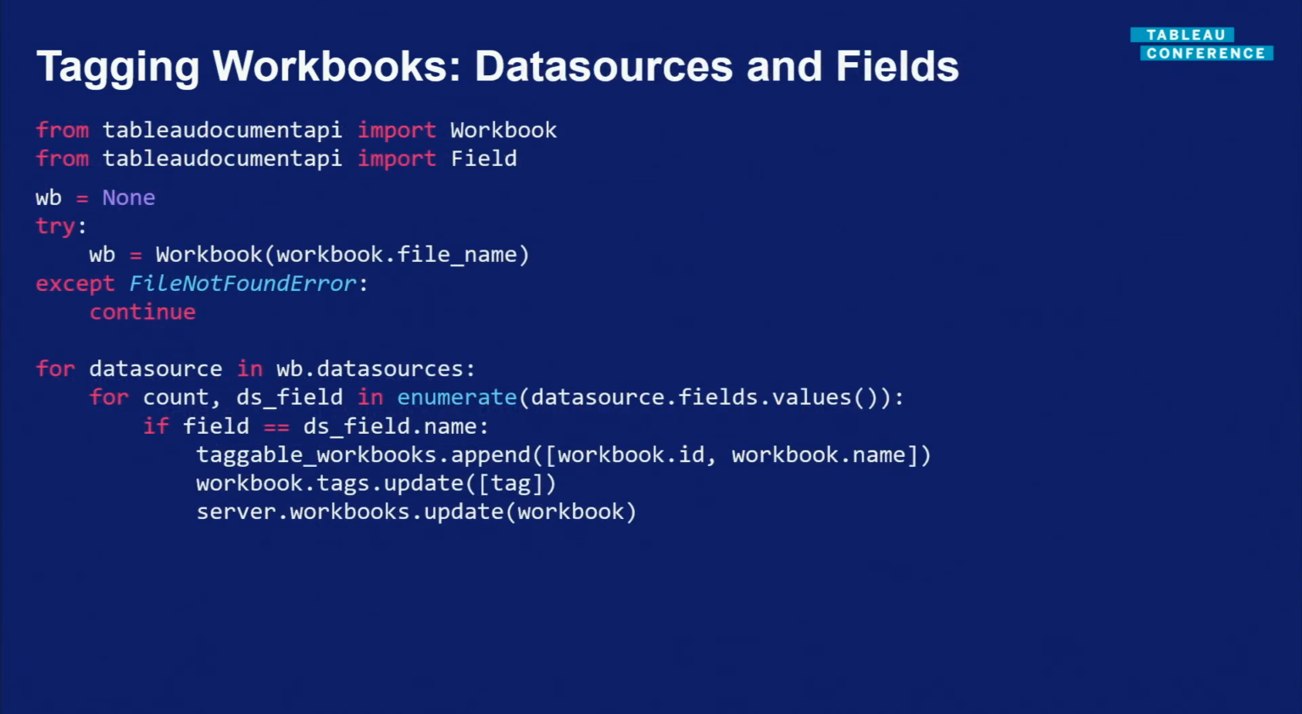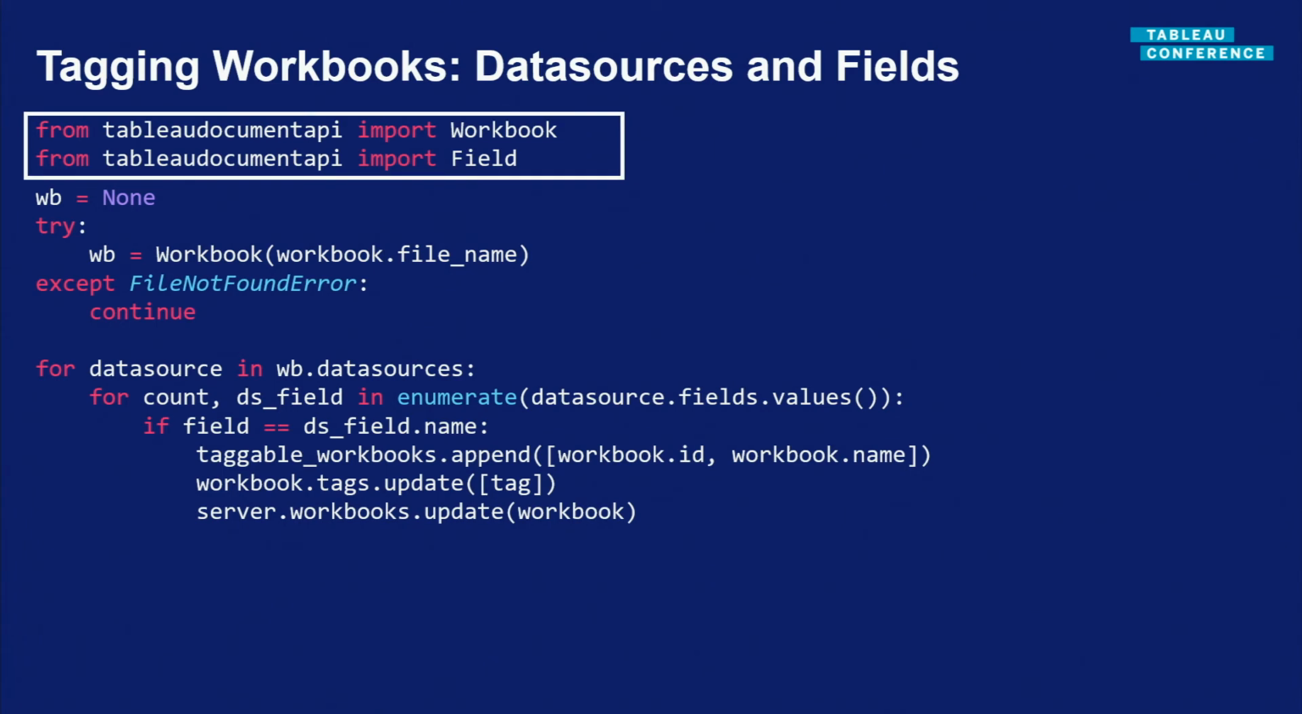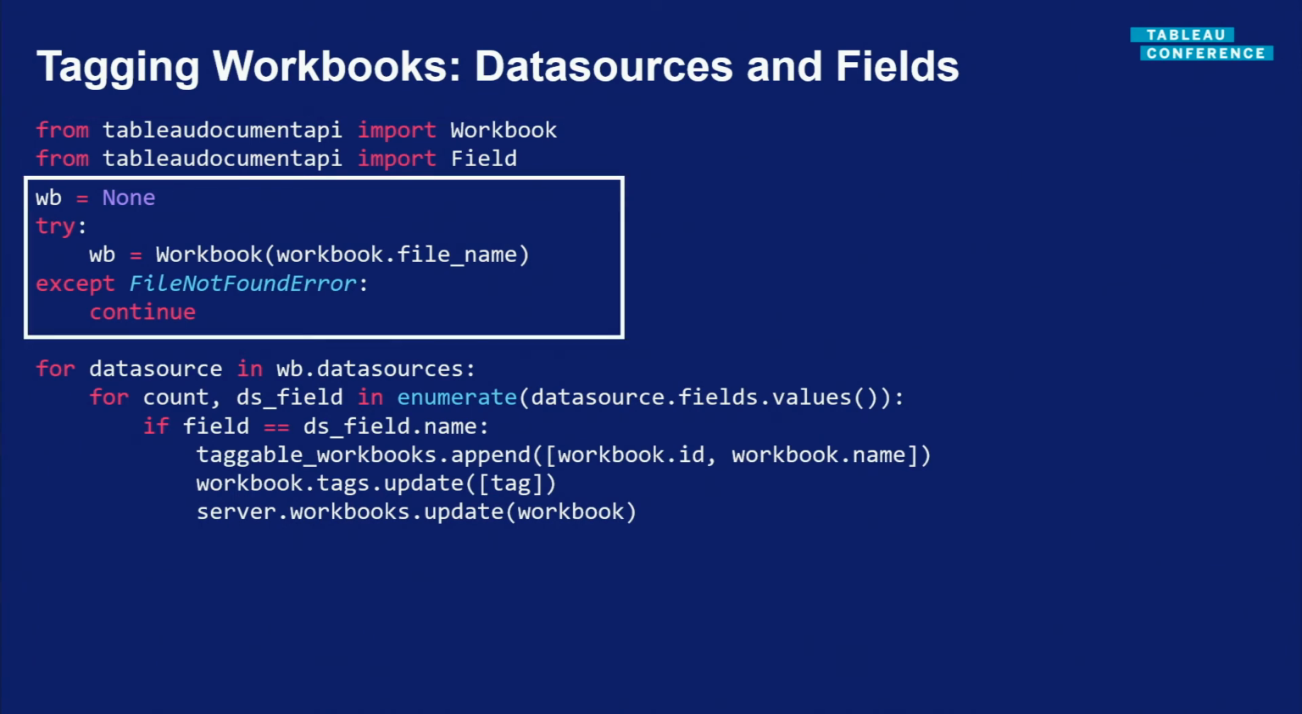So here's where we're going to introduce the Tableau Document API, and we're going to import the workbook and field objects. This is where things can get a little tricky because both the Tableau Server Client and the Tableau Document API use a lot of the same words or class names. But the Tableau Server Client will use a suffix of item in a lot of its classes, so a workbook item or a data source item and the like. Finally, we're going to open the workbook using the file name. Again, that file name gets returned from that download method.